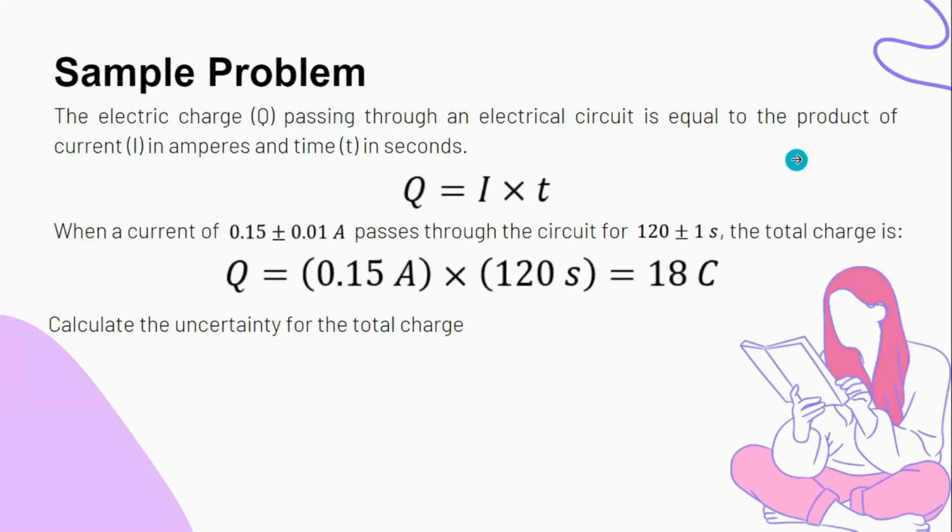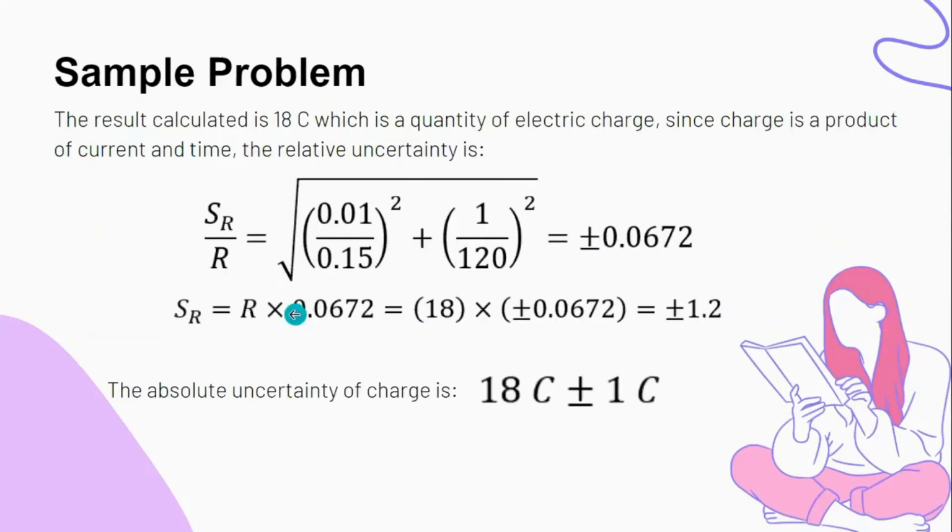The electric charge Q passing through an electrical circuit is equal to the product of current in amperes and time in seconds. So when a current of 0.15 plus or minus 0.01 amperes passes through the circuit for 120 seconds plus or minus 1 second, the total charge is 18 coulombs. Calculate the uncertainty for the total charge. The given measurements are the current of 0.15 amperes with an uncertainty of 0.01. The given time is equal to 120 seconds, and the given result is the quantity of charge, which is equal to 18 coulombs. Since the charge is a product of the current and time, we can use the uncertainty propagation for multiplication or division.